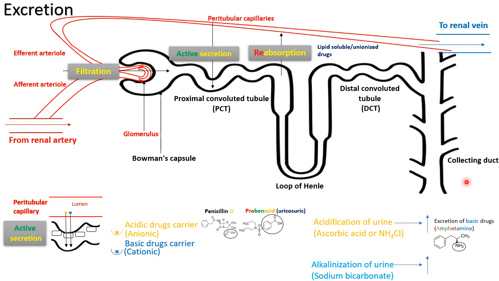So by these two mechanisms, we convert our unchanged drug into ionized form. By being ionized, it's water soluble and it is trapped inside our urine or our nephron. So this process is called ion trapping.